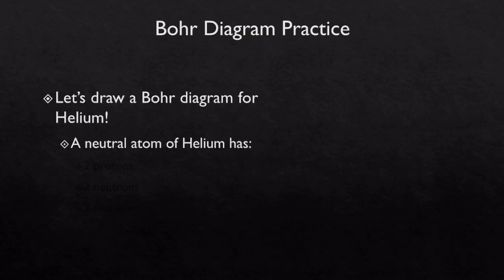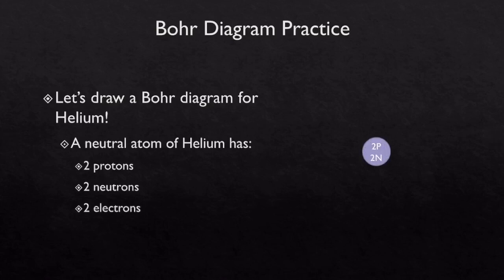All right, so the purpose of this video, like we said, was to be able to diagram some Bohr models of atoms. And so we're going to start here with helium. A neutral atom of helium contains 2 protons, 2 neutrons, there's our nucleus, and then 2 electrons in its electron cloud. And we know that the first energy level can contain up to 2 electrons. So we're going to put our 2 electrons there, and there is our Bohr diagram for helium.